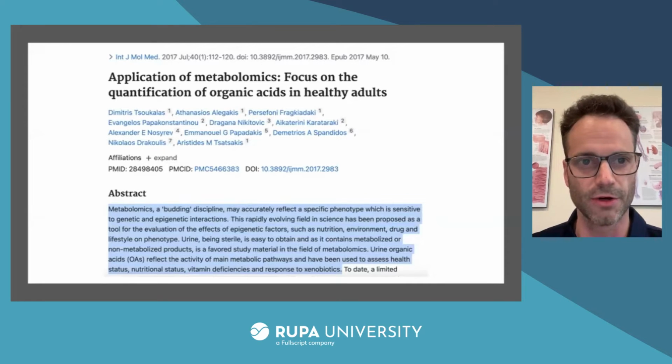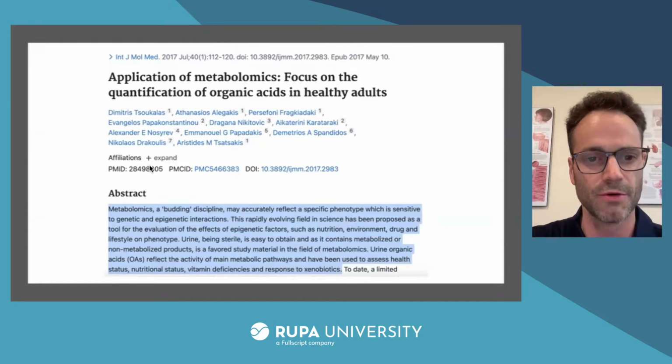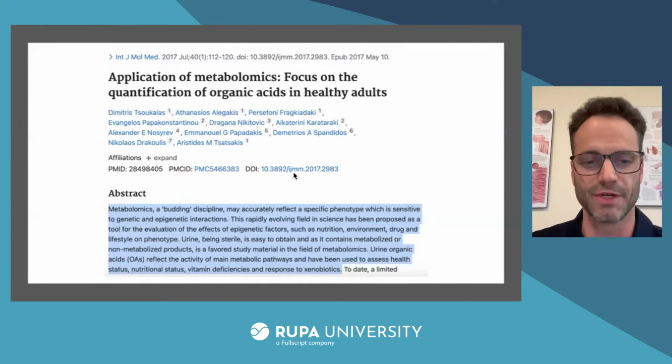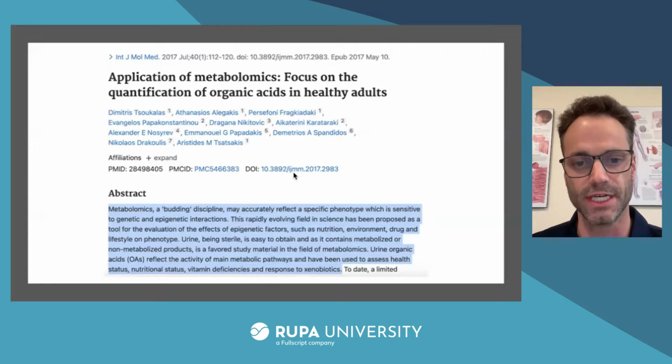So this is a great article. You can download it. You can find the PMID number right off of PubMed. And it's talking about how metabolomics is this discipline of a specific phenotype, which, when you combine epigenetics and genetics, nutrigenomics, all these things, you're going to be able to really help your patients with their chronic health problems around not just nutrition, but environmental exposures.